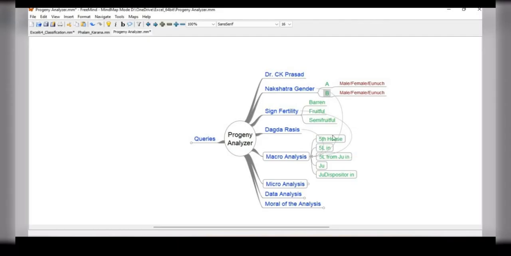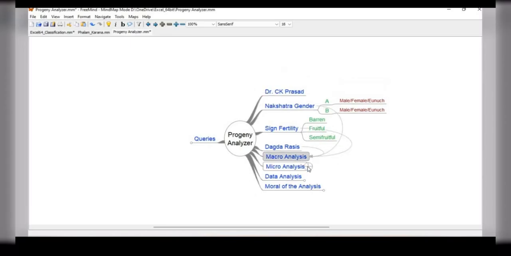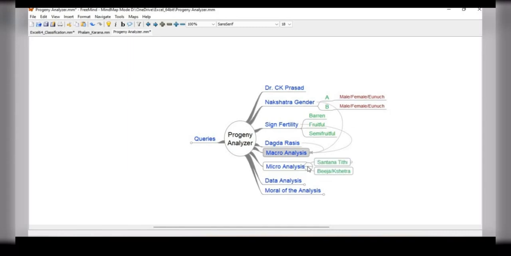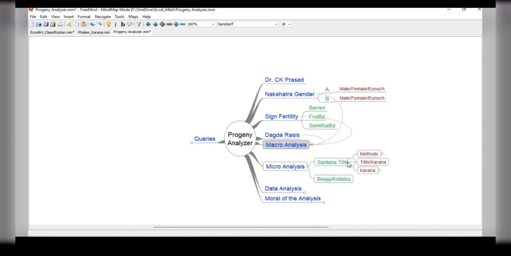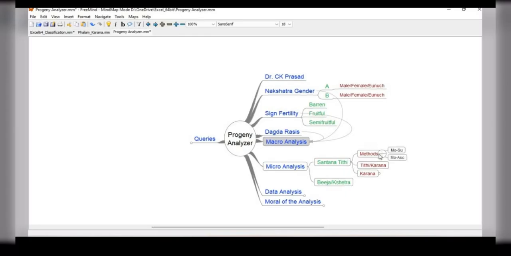So depending upon what these factors fall in, either Dagdaradis or in all these, maybe in sign fertility, all this can be checked. If in one tool we can check all this, this macro analysis can help us see how good the chart is in terms of progeny. And further to the macro analysis, it does what is called a micro analysis. Santana Tithi, there are multiple methods. He has pulled out methods of Santana Tithi from Prashna Marga and compiled them together based upon moon and sun or moon and ascendant.